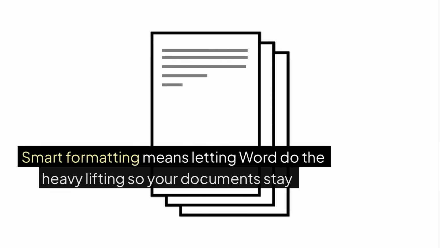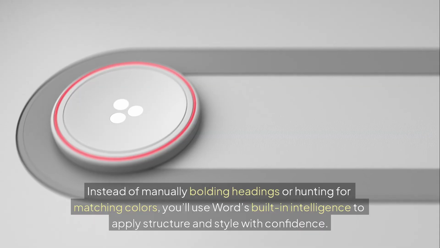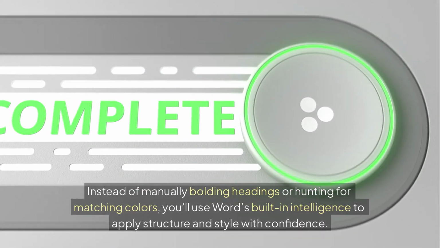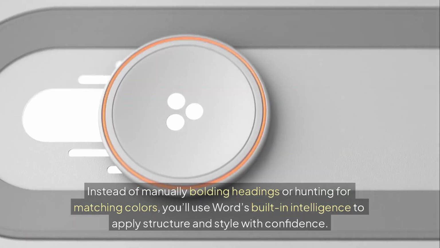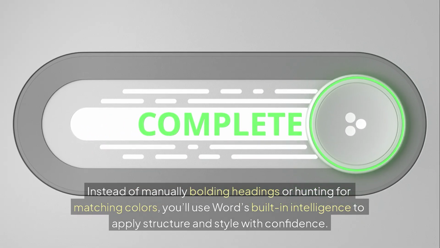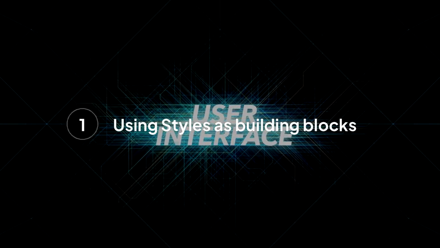Smart formatting means letting Word do the heavy lifting so your documents stay consistent, easy to update, and fast to build. Instead of manually bolding headings or hunting for matching colors, you'll use Word's built-in intelligence to apply structure and style with confidence. Start by using styles as your building blocks.